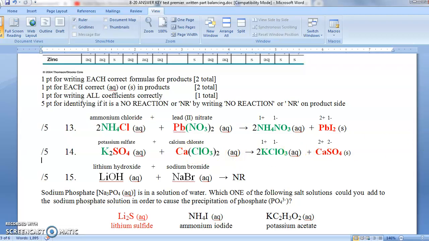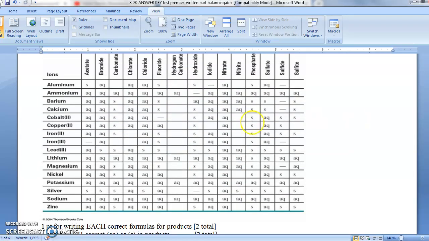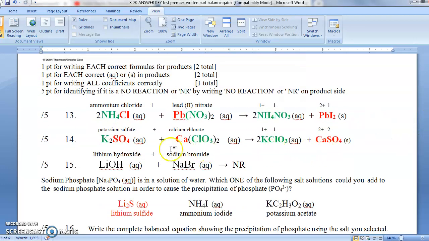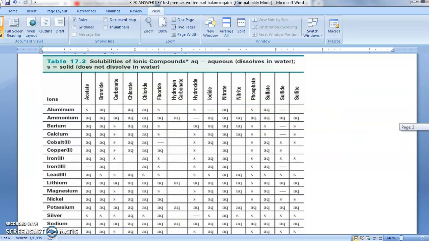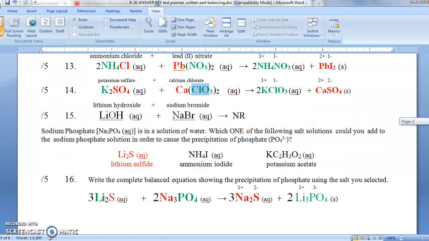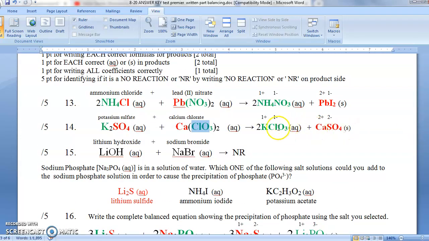They wrote an AQ after calcium chlorate. Is it actually AQ? Here's calcium. We go over to the chlorate column. There's the chlorate column. It is aqueous. So that means in this solution, if they pour these 2 solutions together, the K pluses are going to bump into the ClO3 minuses. Are they going to precipitate from solution? We come back up. Potassium. Over to the chlorate column. No, they will not precipitate out of solution. They will remain in solution. That's not going to be a driving force.